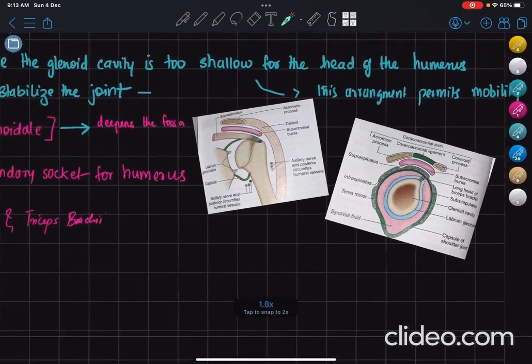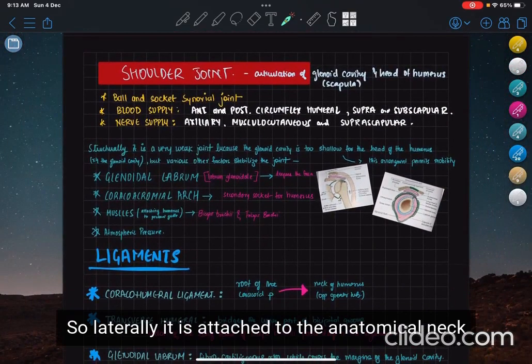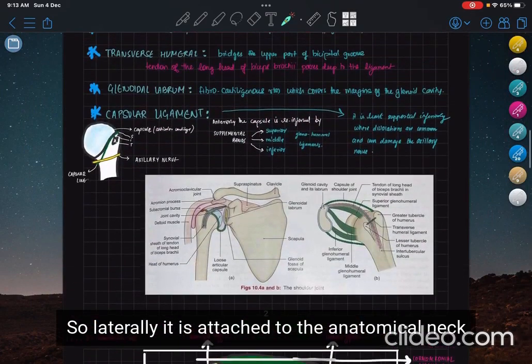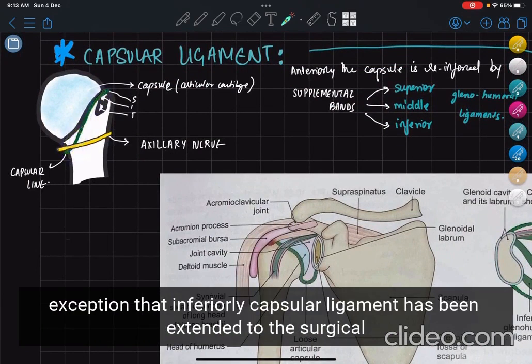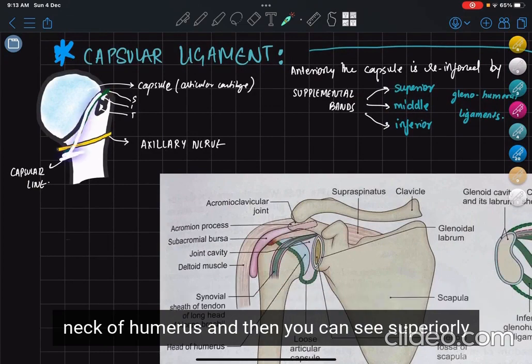So I'm gonna move on. Laterally, it is attached to the anatomical neck of the humerus, which we can see here. This is the anatomical neck. But what is happening here is a deviation. There is an exception that inferiorly the attachment extends down to the surgical neck of the humerus.